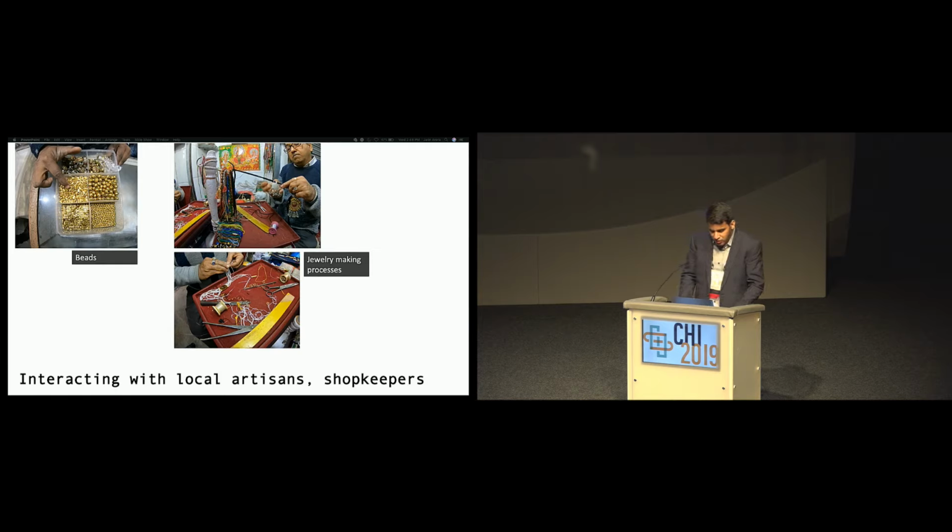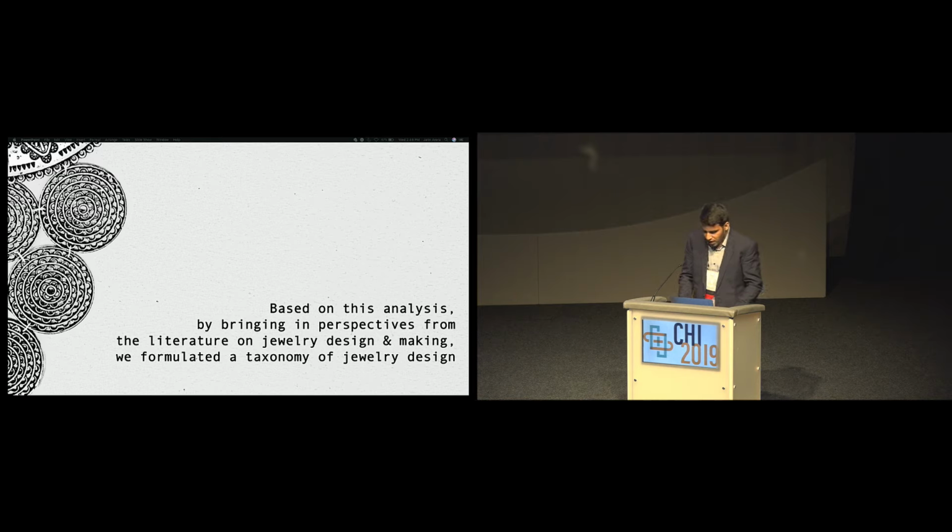Apart from buying jewelry, we also spent time looking at the practices of local artisans and shopkeepers to gain knowledge about jewelry design and making procedures. So after this, by looking into the literature of jewelry design and making and this hands-on experience with jewelry, we defined a taxonomy of jewelry design. And here it is important to consider that our taxonomy is admittedly biased towards jewelry that enable novel interactions, because that was the purpose of this paper.